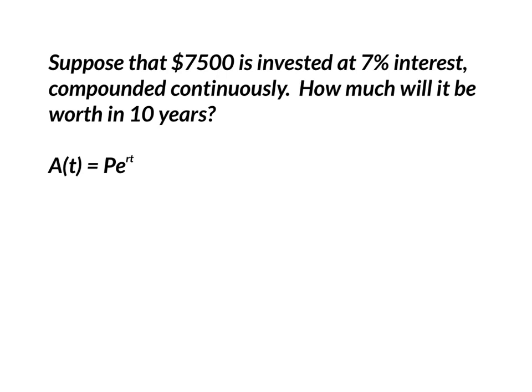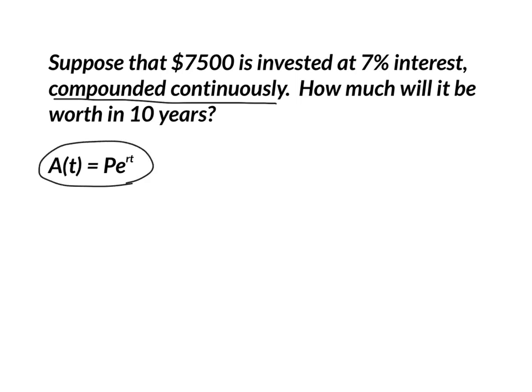Okay, the last thing today. This is one of its main uses, by the way, of E: interest compounded, except it's compounded continuously. So I guess I should have read the problem. Suppose that $7,500 is invested at 7% interest, compounded continuously. How much will it be worth in 10 years? Now, whenever it says compounded continuously, we're going to use this formula.